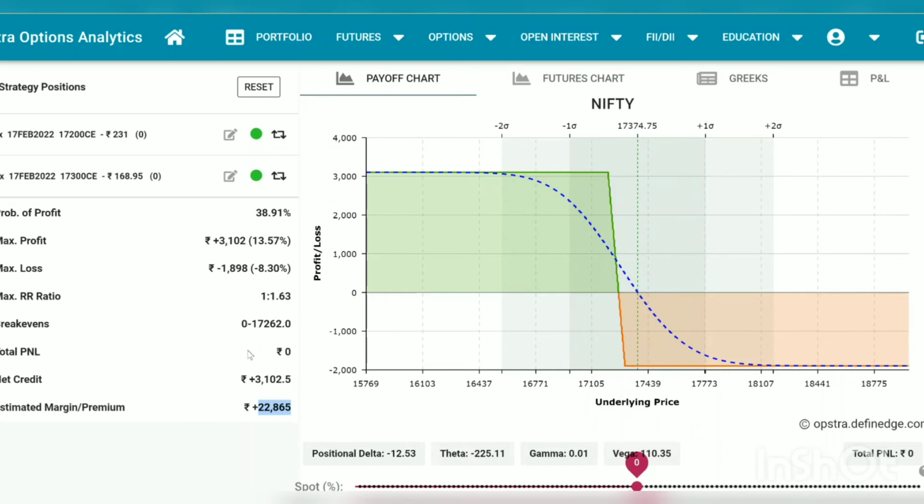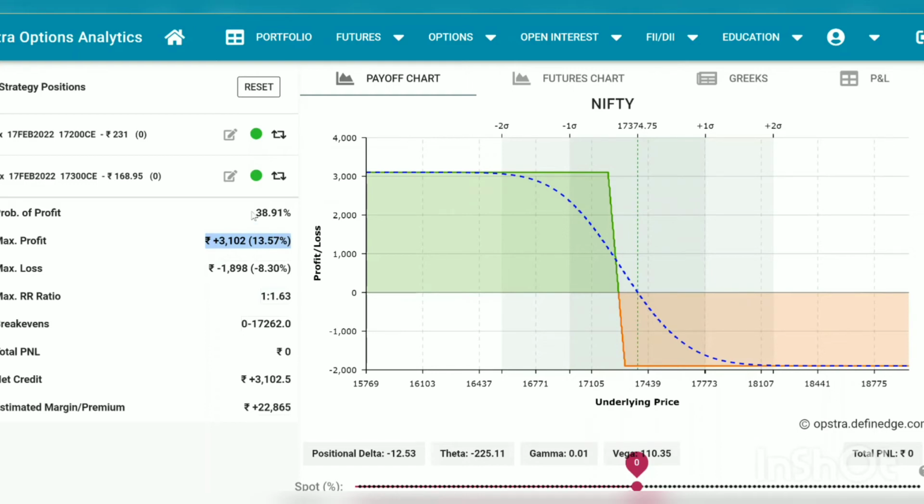Then break even levels it is also giving us. The break even level is telling us that below 17,262 I will start getting money. Okay, that's what it is saying. The max risk to reward ratio is 1:1.6, that is not bad, a good thing. And on our capital, the maximum loss that we can get in this particular strategy is 1,800, that is 8% of our capital, and the maximum profit that we will get is 3,100, that is 13%.